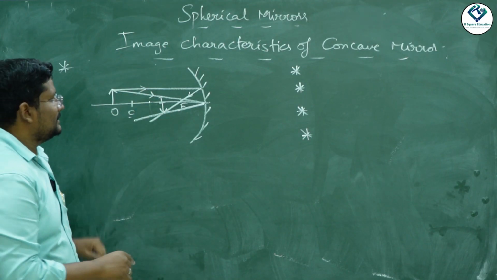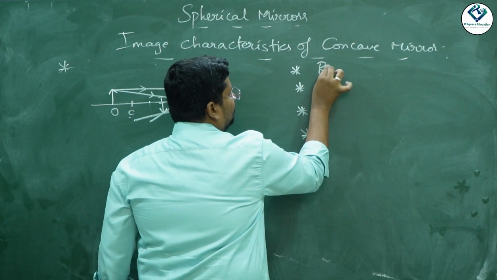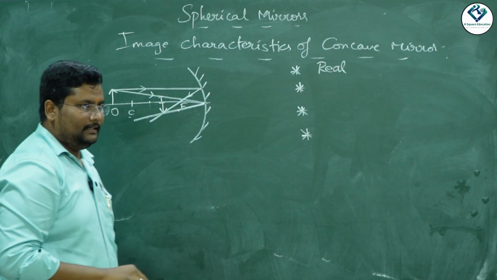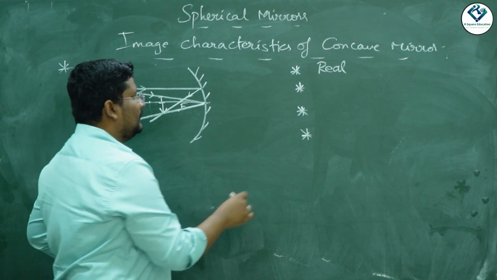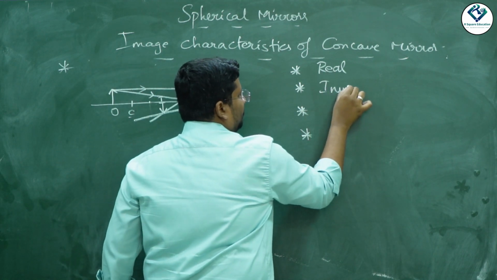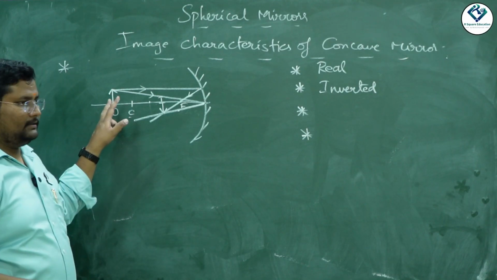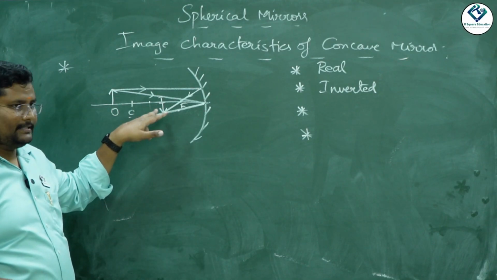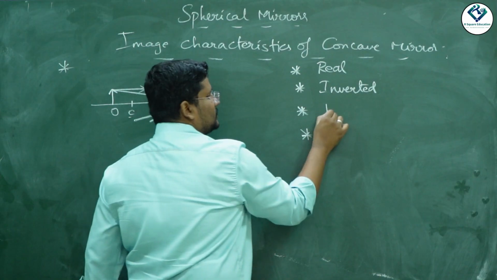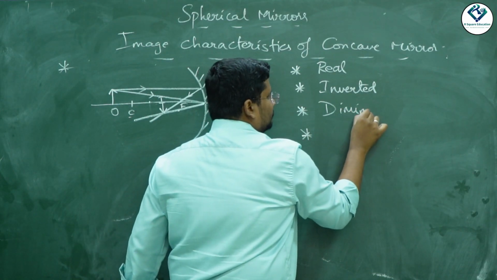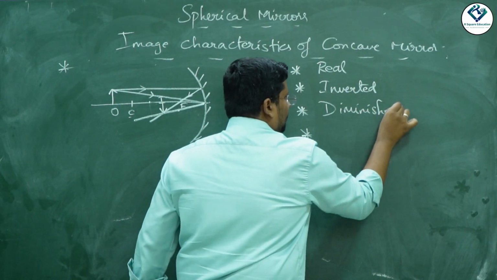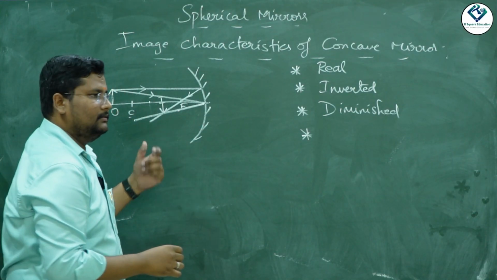So what is the characteristics here? Again, it is going to be real. Real image only. And then it is inverted here. And comparing with the object, the image size is very less. So can we call them as diminished? And what is the location of the image?